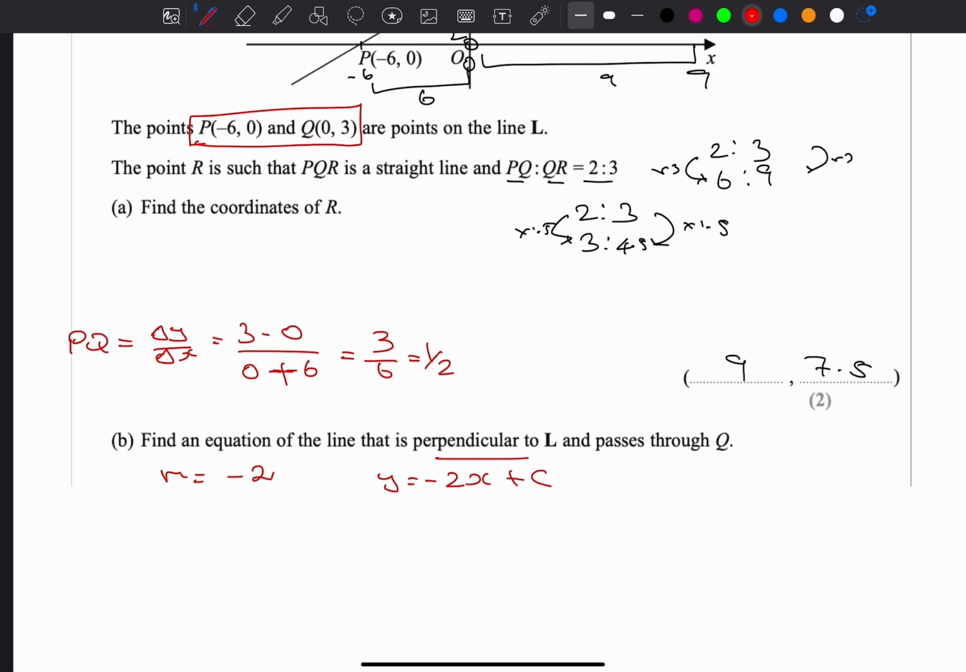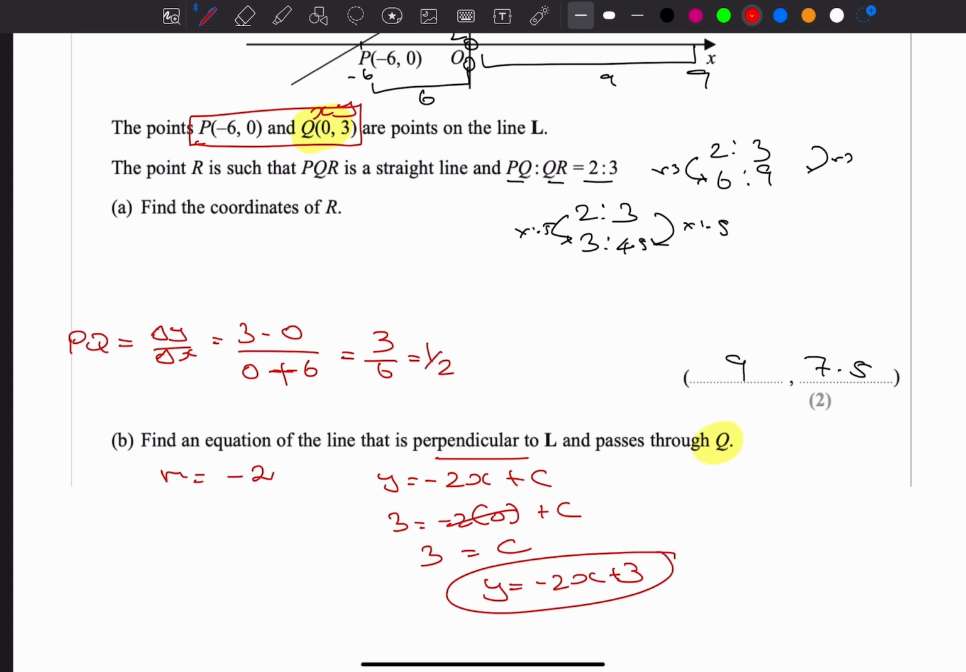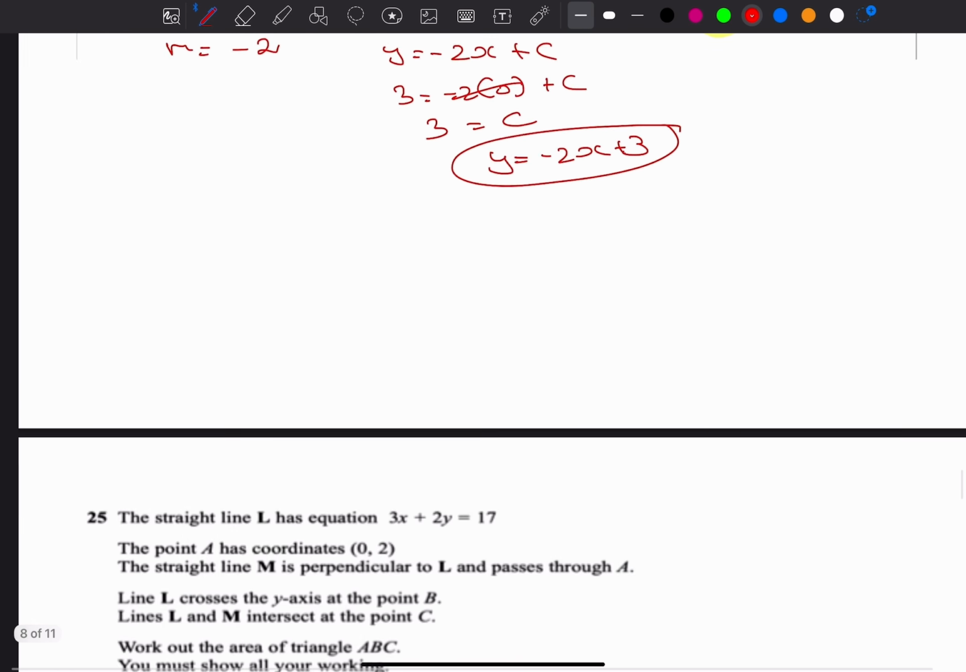Y equals minus 2x plus c. But you can't choose it to go through P and Q. You have to go through Q, because they said it has to go through Q. So that's your x and y. Y is 3 equals minus 2 bracket x is 0 plus c. Technically c is 3. So y equals minus 2x plus 3. Okay. Next one.